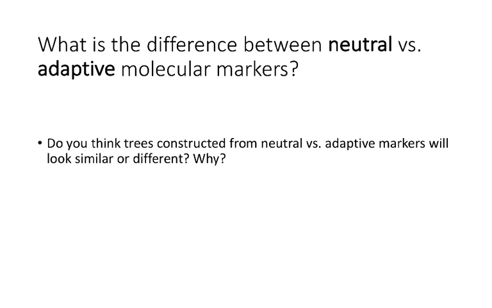Okay, and so then what I want us to think about now is how these trees can actually build on things we've talked about previously. So before, we've talked about neutral versus adaptive markers. What I want you to do is refresh your memory. What is the difference between neutral and adaptive markers? That's the first thing. And then secondly, think about, do you think trees constructed from neutral versus adaptive markers will look similar or different, and why? So I'll give you some time. You can pause the video if you need to think about those two questions before we move on in the rest of this video.